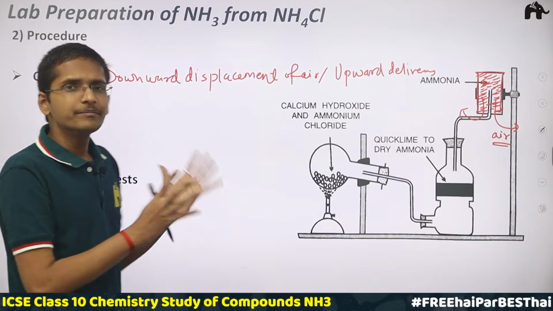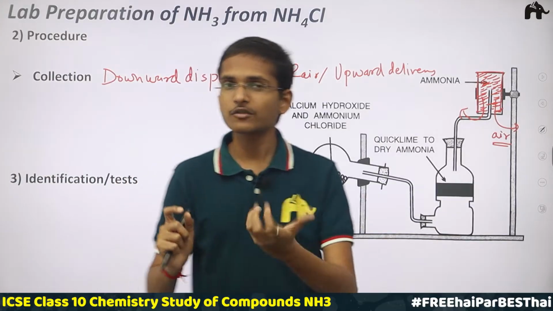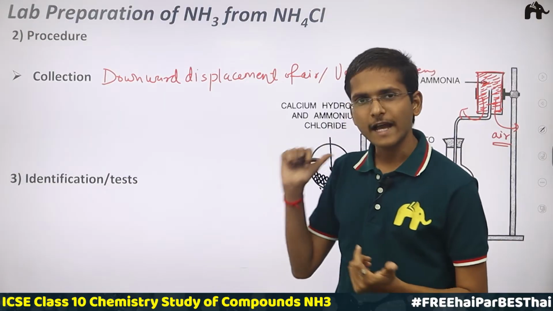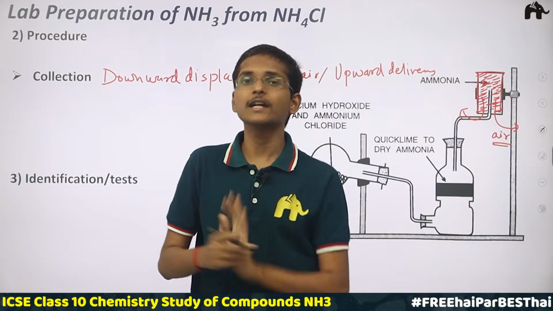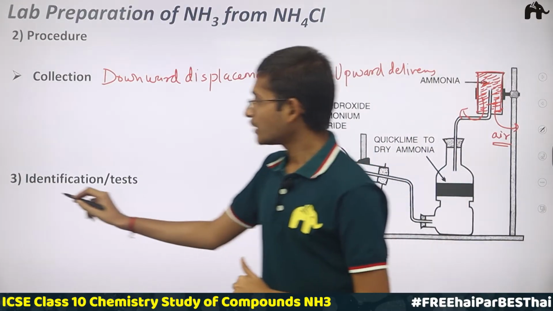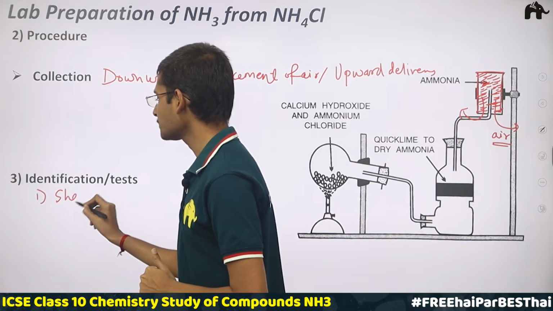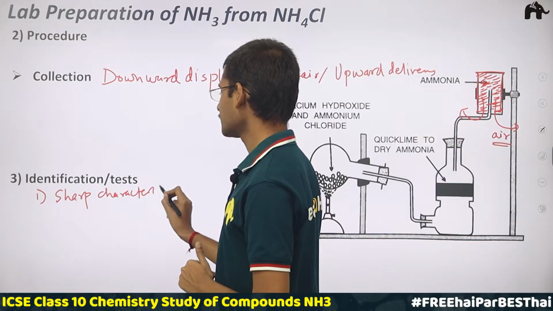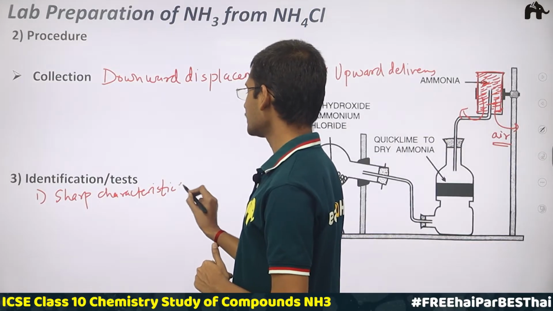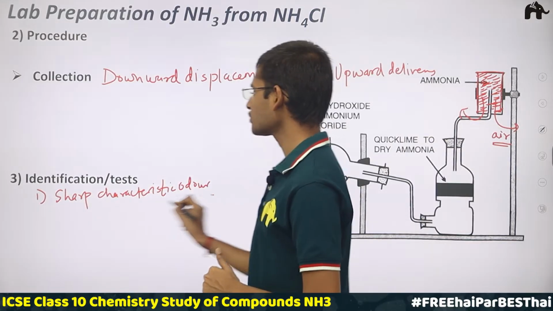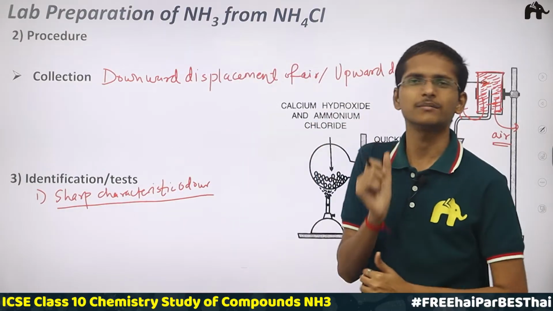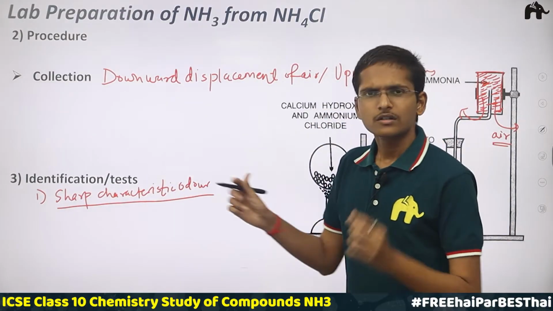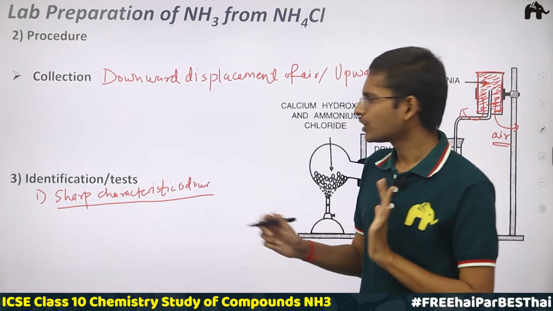Now apart from it, also one interesting thing you have to study in the syllabus is identification or test. So how you would identify that whatever gas is produced in this process, it is definitely ammonia. So first of all, ammonia has a very sharp characteristic odor. I would also suggest you to have just a glimpse of its odor, just a slight glimpse. Don't take the odor too much, it's not good. So it has a very sharp characteristic odor.